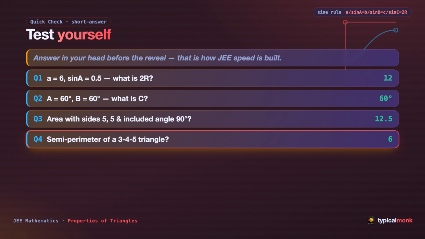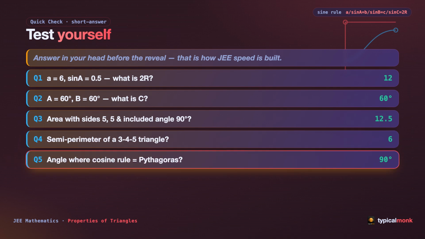Question 4. What is the semi-perimeter of a triangle with sides 3, 4, and 5? Add them, 12, then halve it, 6. And question 5. Which angle makes the cosine rule collapse into the Pythagoras theorem? A right angle, 90 degrees, because cosine of 90 degrees is 0. If you caught all 5, you have truly understood today's class.